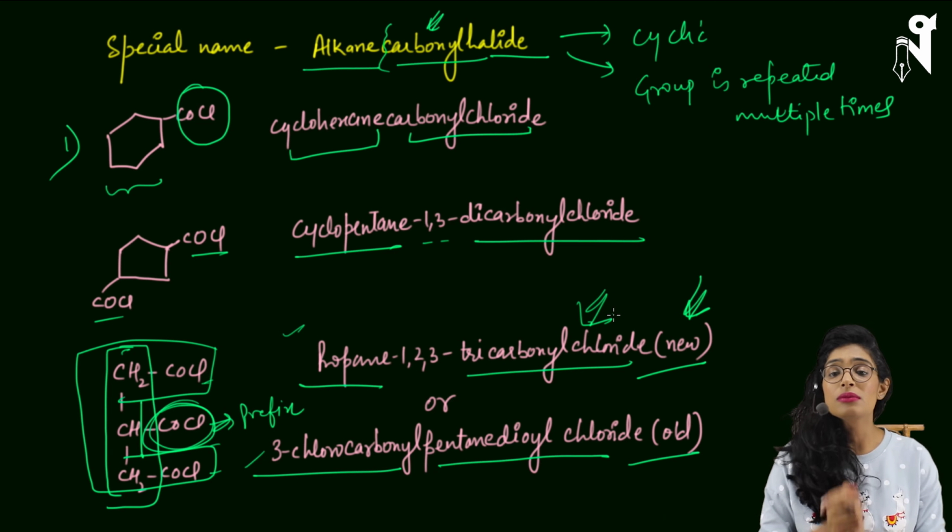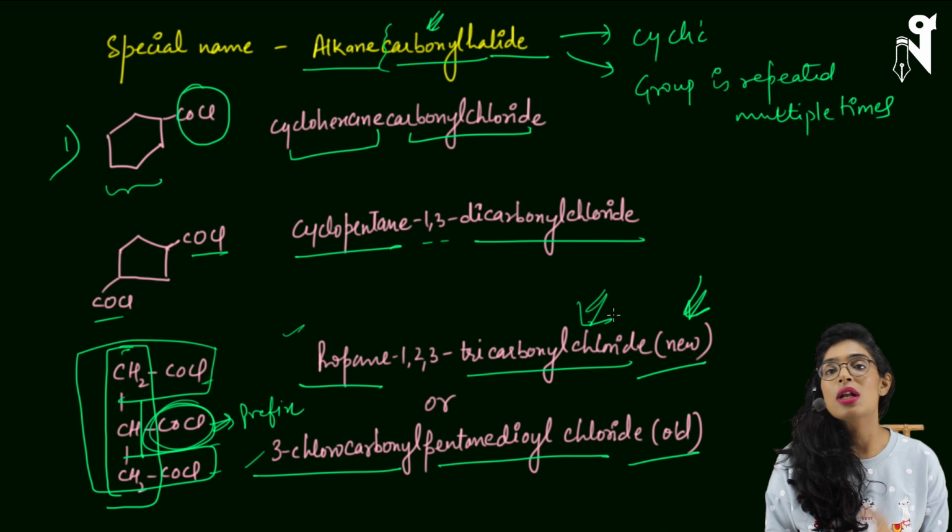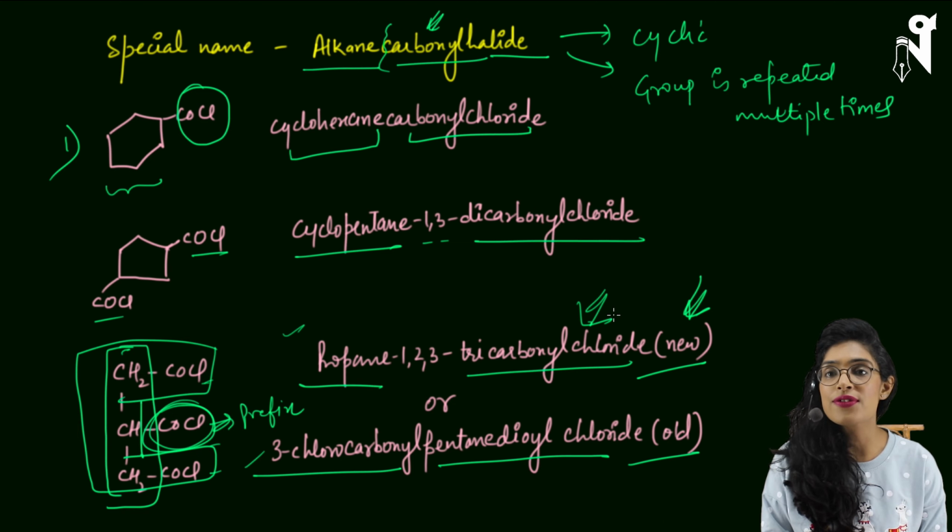So here we are done with acid halides. Also, in the next class we'll talk about the last few functional groups which are left. We'll do some practice and mostly we'll be done with the naming of the functional groups.